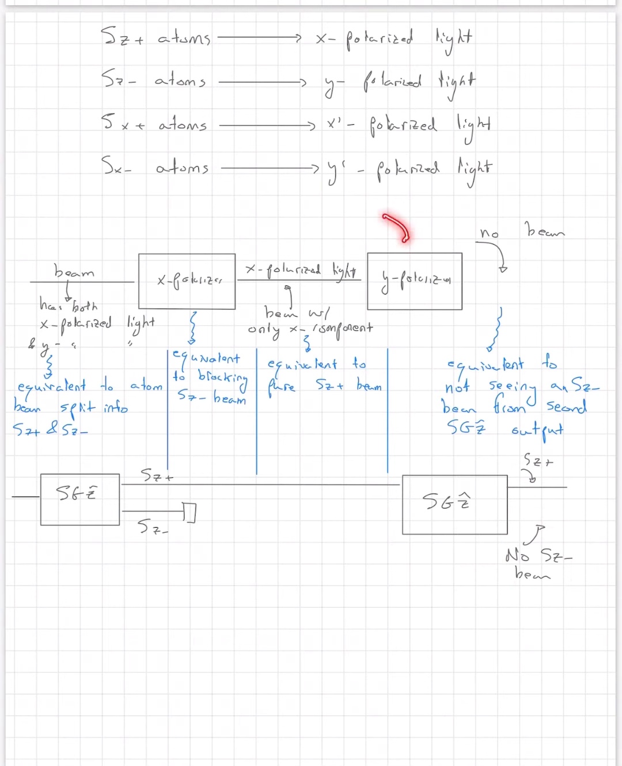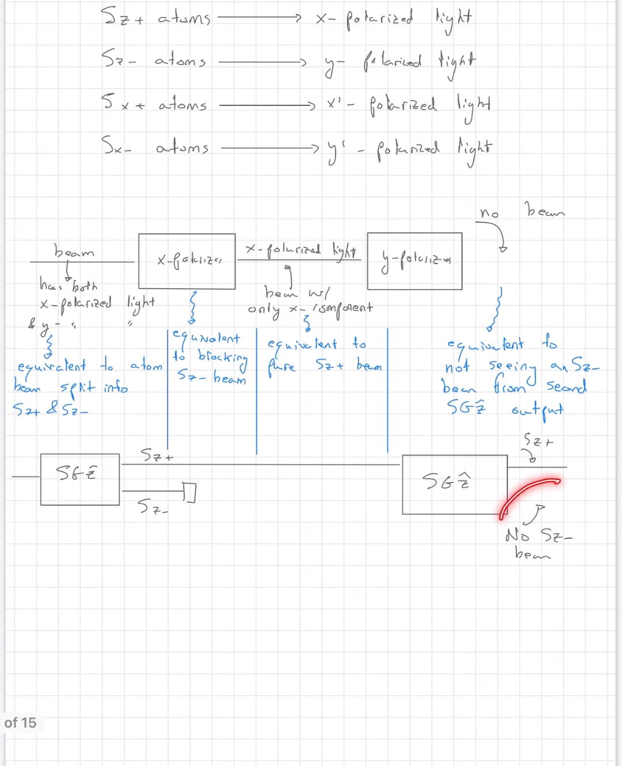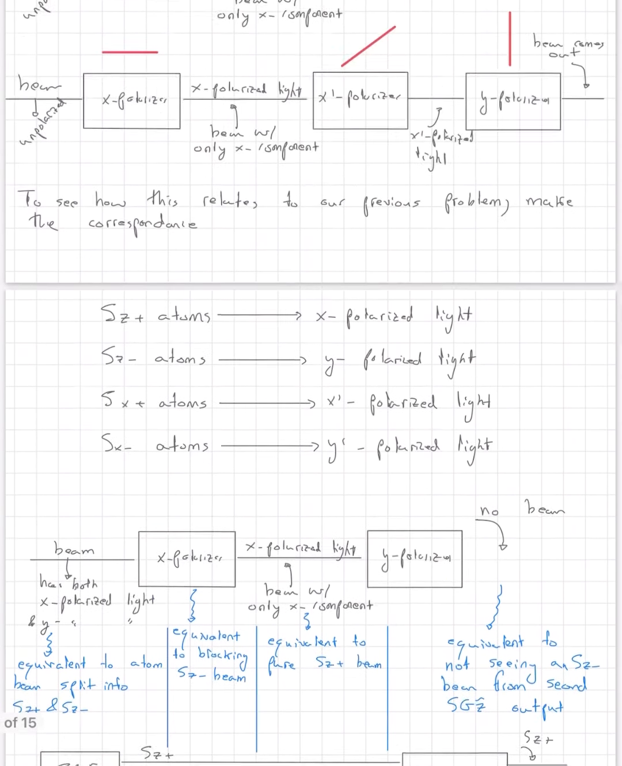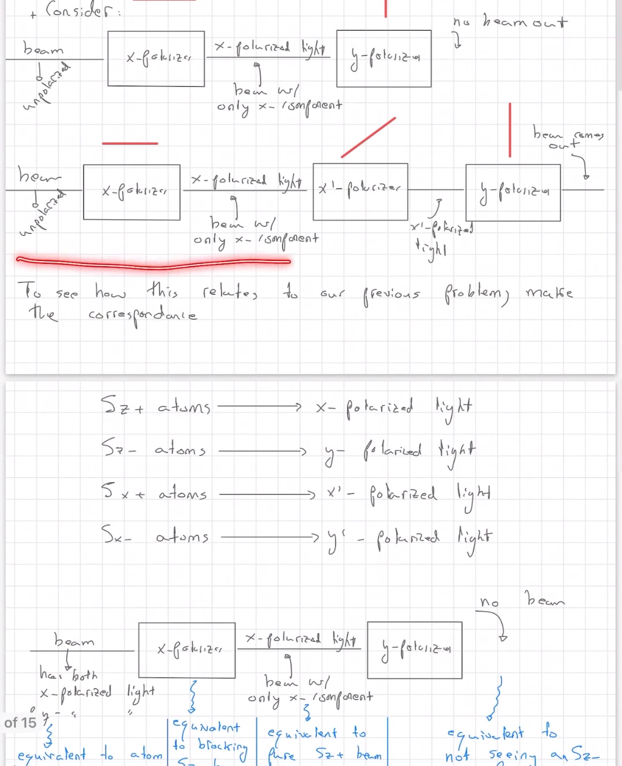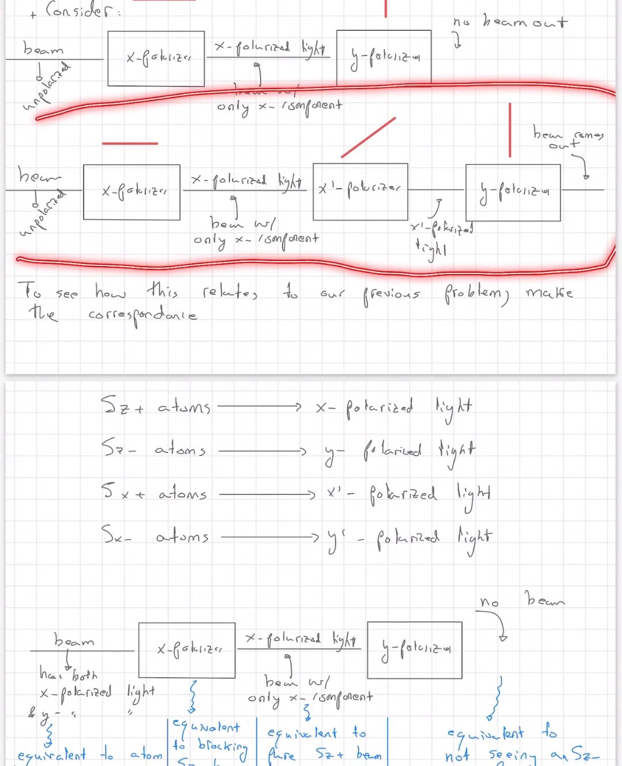Similarly here, the Y polarizer would be choosing only Y polarized light, and would produce no output. This makes sense with our correspondence, since Y polarized light corresponds to the SZ minus beam, which was missing from our experiment as well. So we can do a similar type of analogy with the second setup that we have over here.